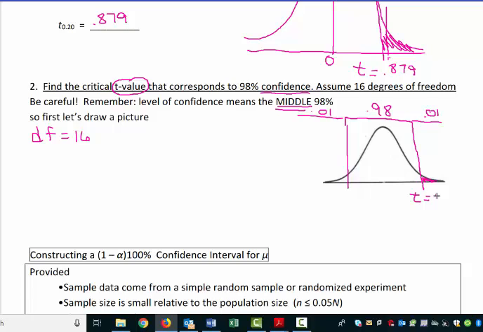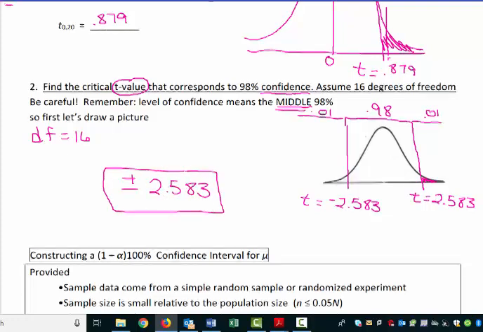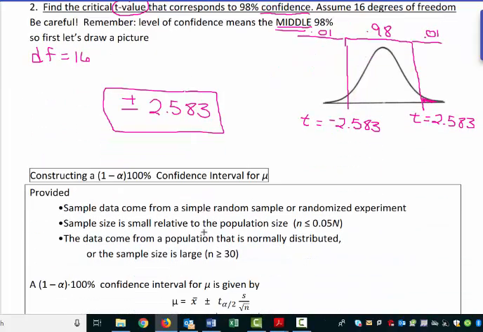So my t is 2.583. And I actually do have another t because remember, confidence always has two boundaries. So this one's negative 2.583. Once again, MyLabs only makes you put the positive one, which drives me bananas. But your real answer is positive and negative 2.583. Okay, so let's talk about the formula now.